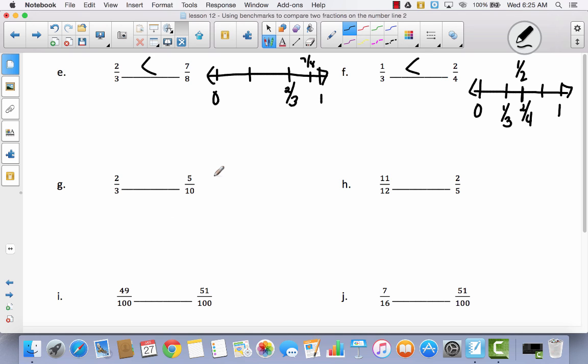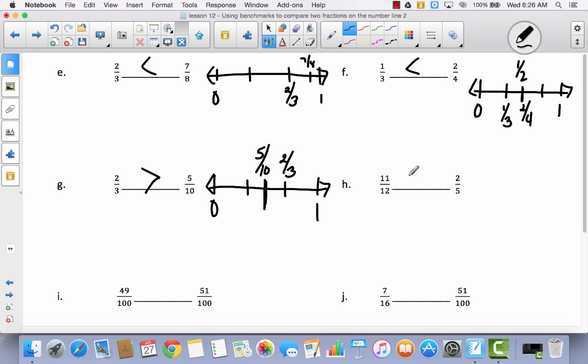All right, let's take a look at 2/3 and 5/10. All right, so here is 0. Here is 1. So let's go ahead and get our thirds. So this would be 2/3. Well, what do you know about 5/10? Well, 5 is half of 10. So that means that 5/10 is the same as 1/2. Because 5/10 comes before 2/3 on the number line, 2/3 is greater than 5/10.